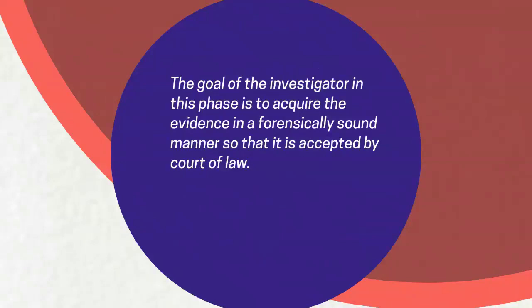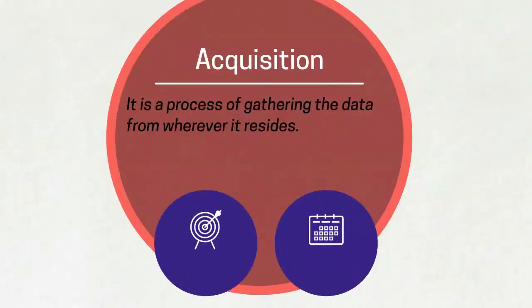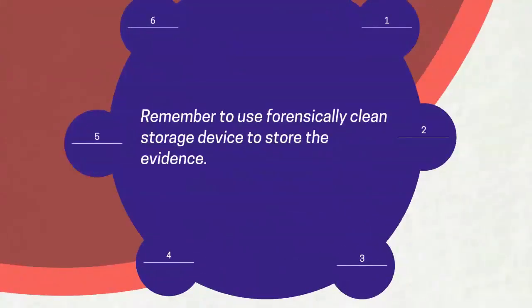The goal of the investigator in this phase is to acquire the evidence in a forensically sound manner so that it is accepted by the court. It is good practice to record the physical attributes of every digital media, like serial number, make, model, IP address and MAC address in case of network devices like NIC card, etc., and label them clearly so that they can easily be identified in the later course of action. It is also a sound practice to gather information regarding the user login, passwords, etc., from the users and system administrators.